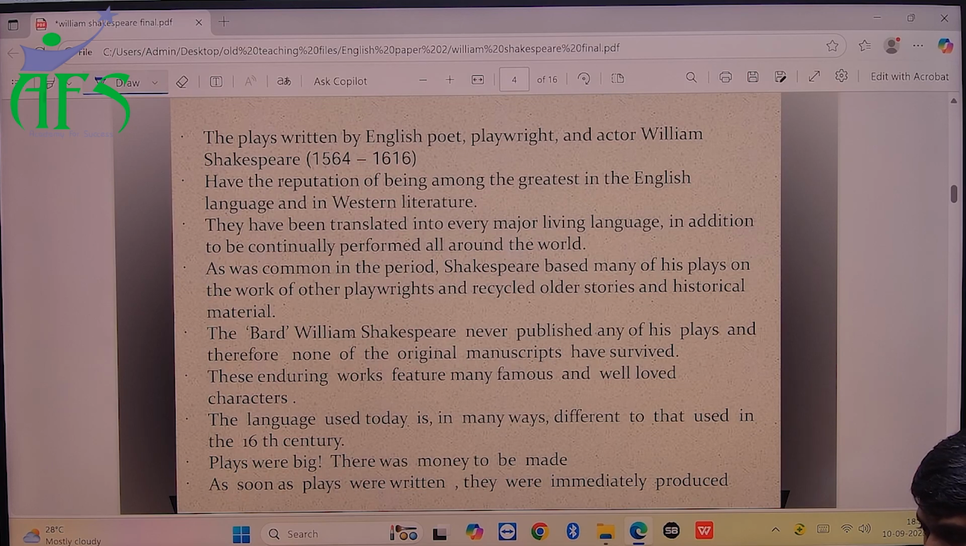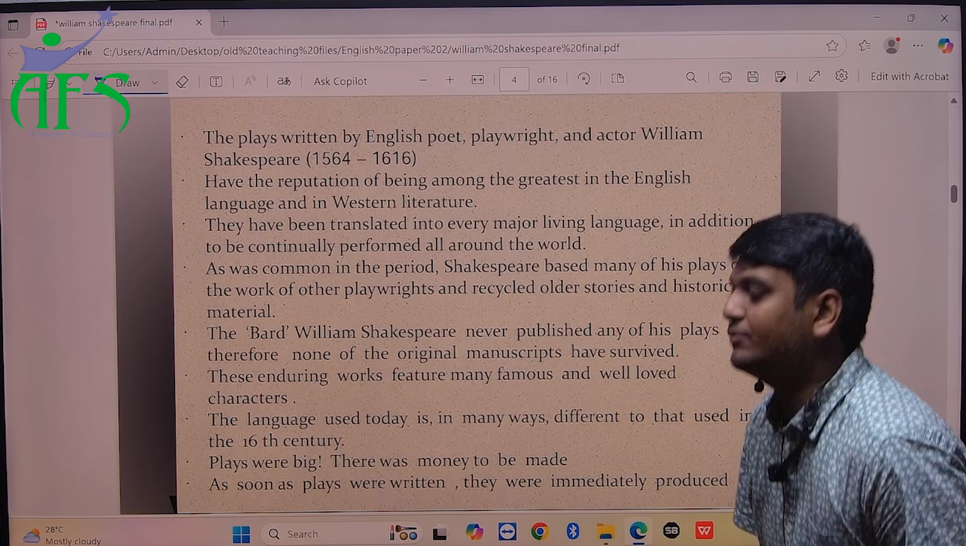One of the assumptions is that copying other work was very common at that time, and this is one of the major reasons, according to some scholars, why William Shakespeare had not published his plays at the time. Therefore, none of the original manuscripts have survived. That was the one thing.